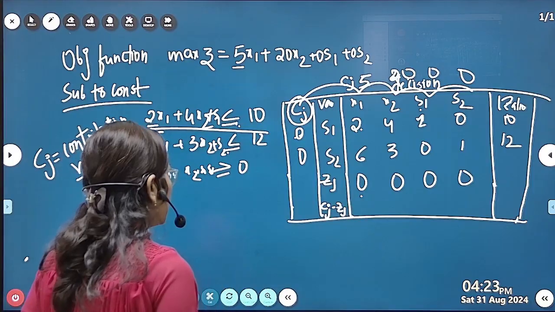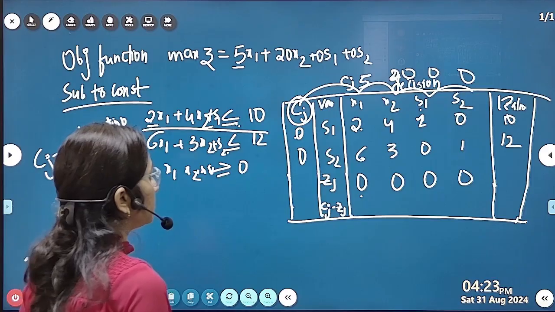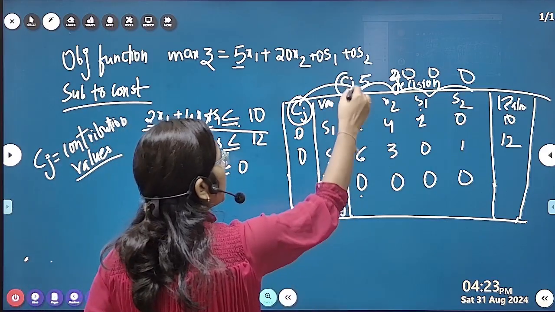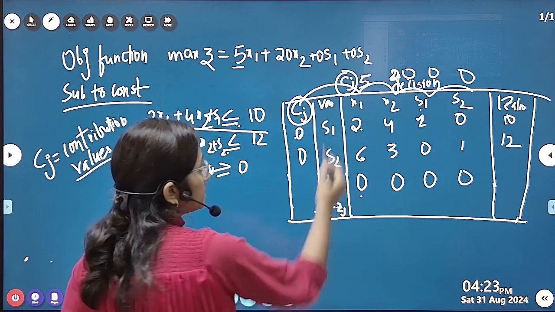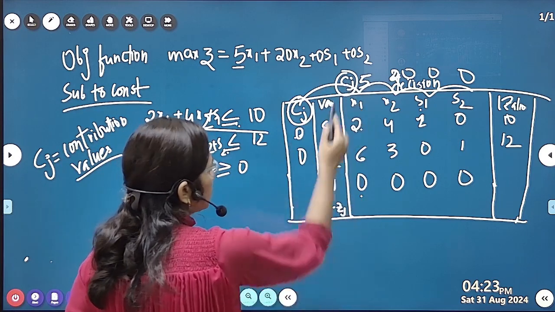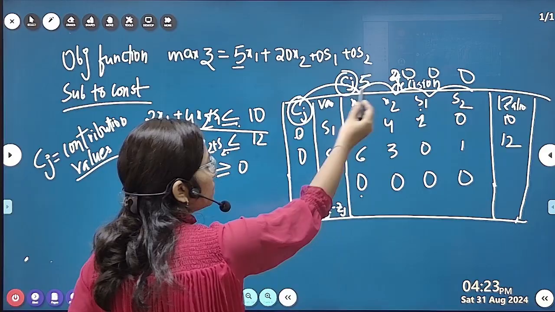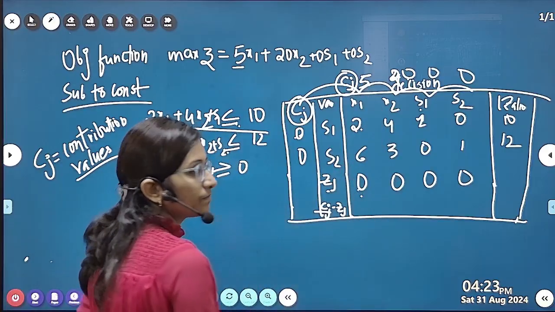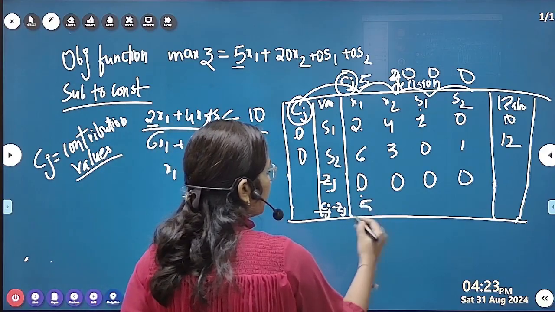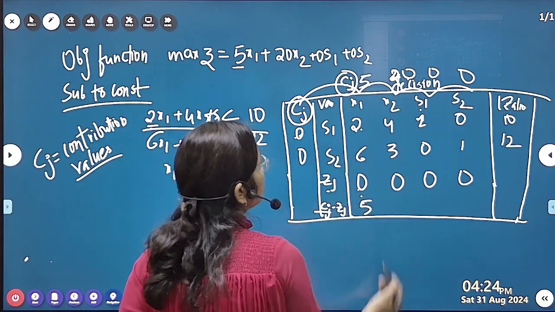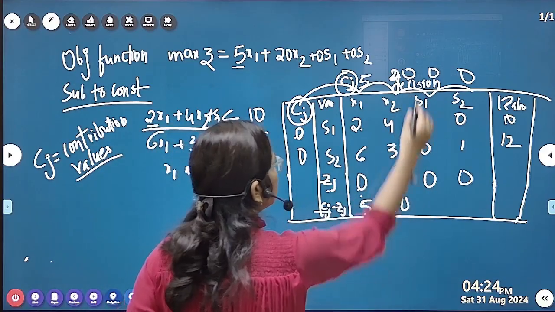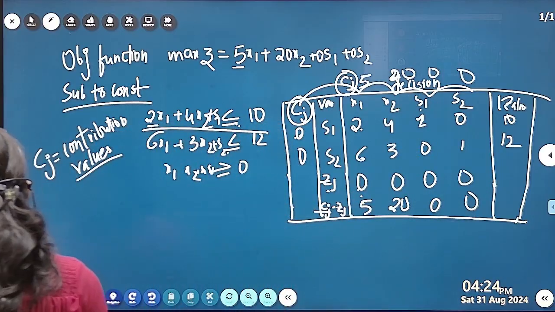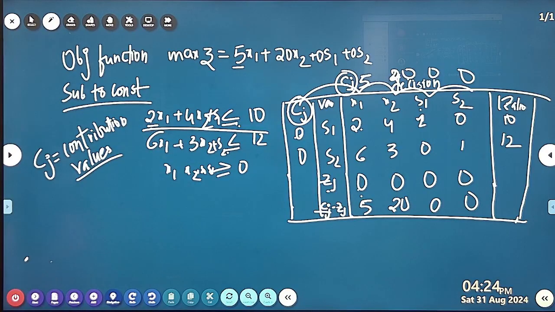Next, C minus Z. So what is the Cj value here? This is the Cj value, right? Cj minus Z. C values are this and Z values are this. So 5 minus 0, 5. 20 minus 0, 20. 0 minus 0, 0 and 0. Okay. Is that clear now?